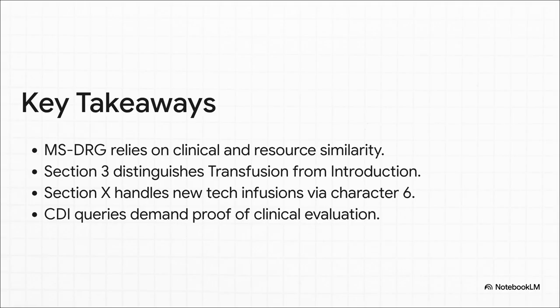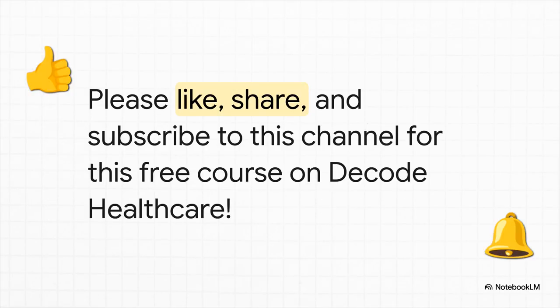When coding stem cells, remember that Section 3 relies on the root operation transfusion, not introduction. For novel CAR-T therapies, Section X uses character 6 to isolate that specific new tech substance. And lastly, your CDI queries must strictly align with compliance guidelines, proving every secondary condition was actively evaluated or treated. Well, that brings us to the end of today's deep dive.